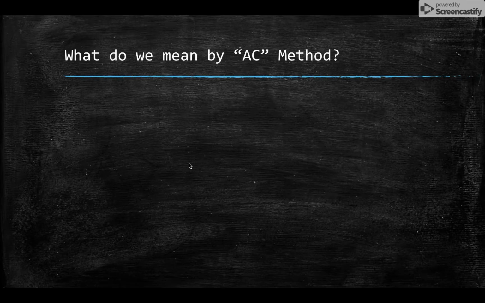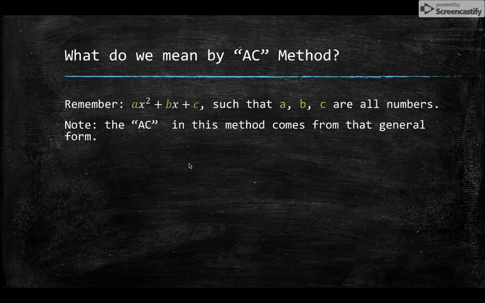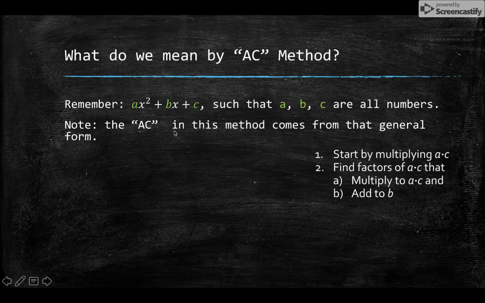So what do we mean by the AC method? And how does this all apply? Well, remember, a, b, and c are all numbers or coefficients. And the a and the c, so here and here, is where we get the AC. So here are a few rules, and here is a tool that most people use when setting up factoring for an AC method. And I'm going to explain that.